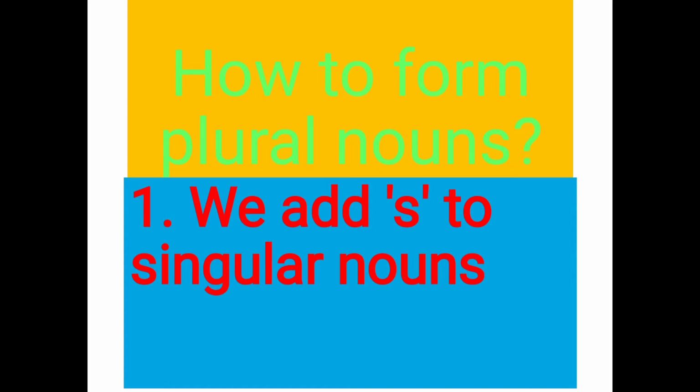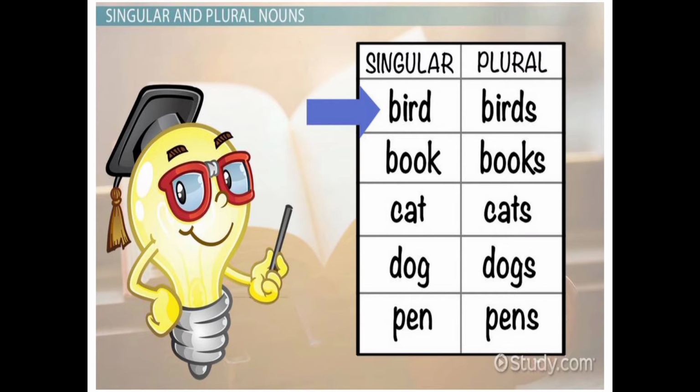Rule number 1. This rule says that we generally add s to the singular noun to form the plural. Let us understand with the help of some examples. This is a table which is showing singular and plural nouns. Plural of bird will be birds. Book, books. Cat, cats. Dog, dogs. And the plural of pen will be pens.